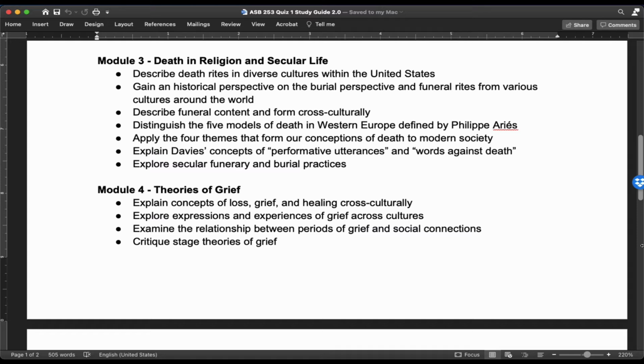The five models in particular that he talks about, and you should be aware of: the tame death, death of the self, remote and imminent death, death of the other, and nowadays what we call the invisible death. So the patterns you should be noticing are this trend in families, close relatives being the ones who are taking care of a sick or dying individual.